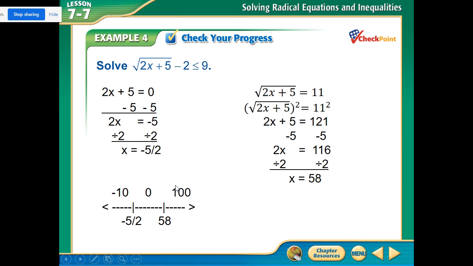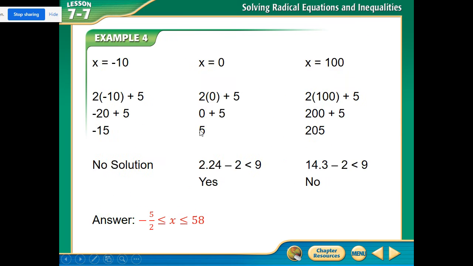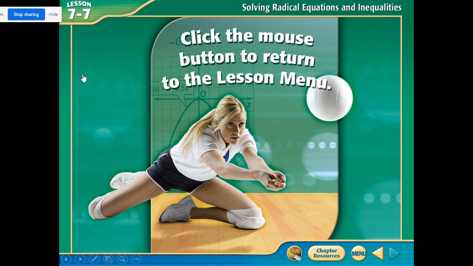Again, it's less than or equal to because the original problem is less than or equal to. All right? That's what I have for you today.